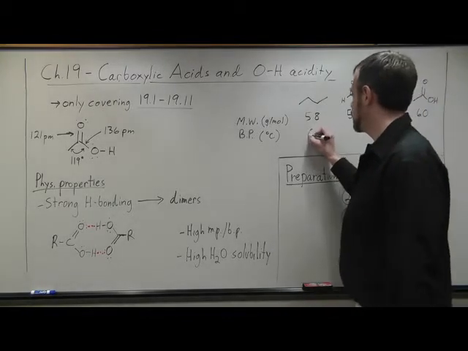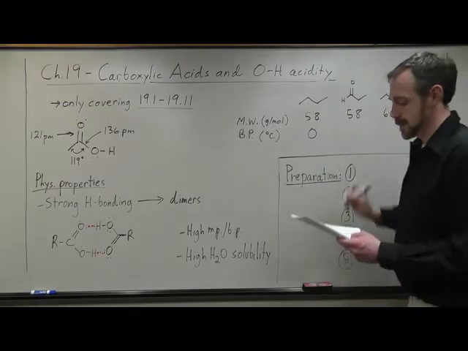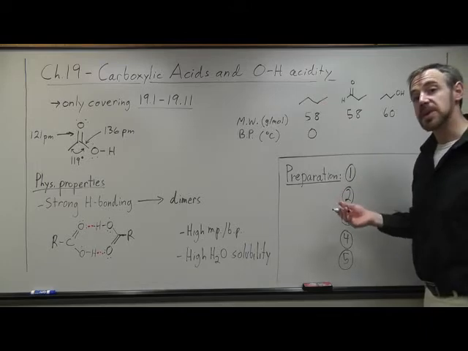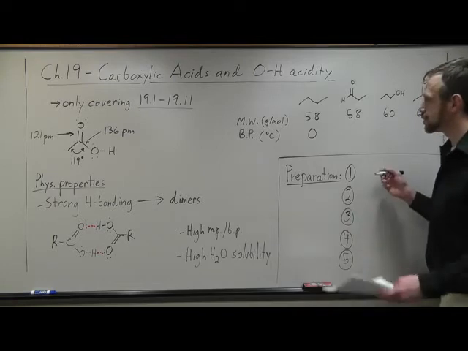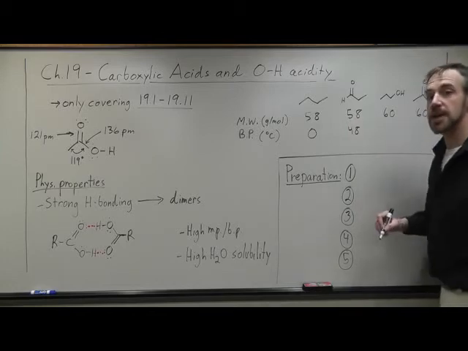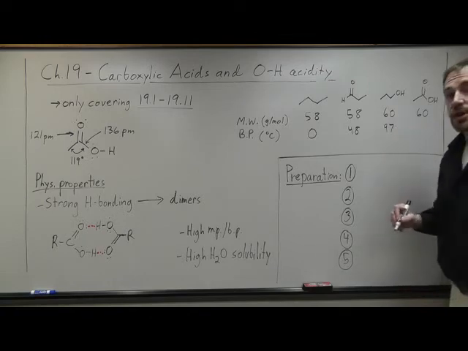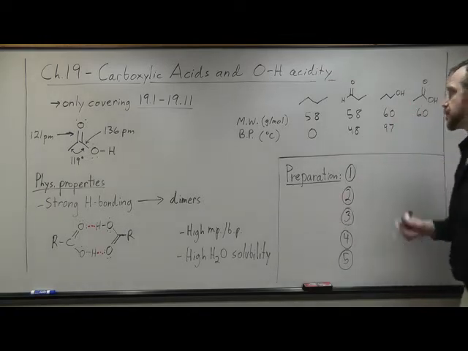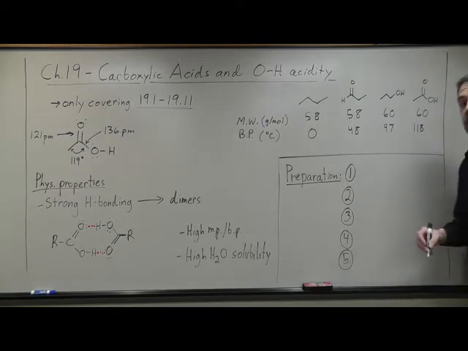Well, butane has a boiling point of 0 degrees, which is what we would expect for only van der Waals or dispersion forces. With a polar carbonyl, that increases the boiling point significantly, up to 48 degrees Celsius. With an alcohol, again, a giant jump now that it can hydrogen bond donate, to 97 degrees for propanol. But with a carboxylic acid, again, another huge jump up to 118 degrees. So carboxylic acids, extremely high boiling points.